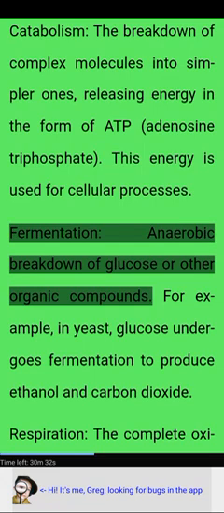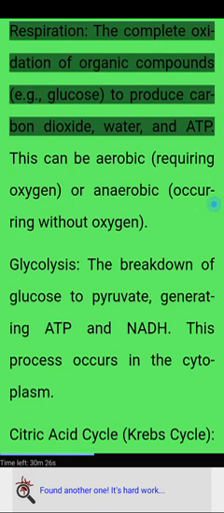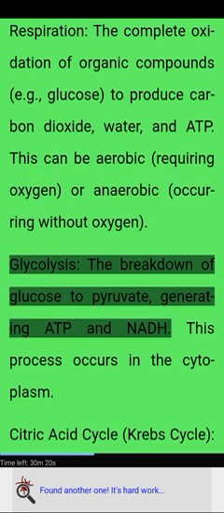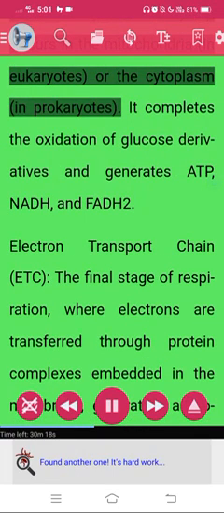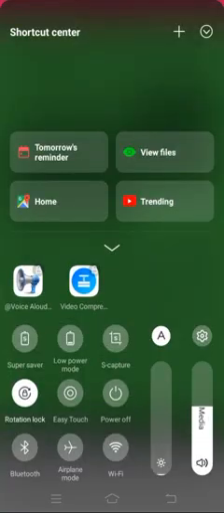Fermentation: anaerobic breakdown of glucose or other organic compounds. For example, in yeast, glucose undergoes fermentation to produce ethanol and carbon dioxide. Respiration: the complete oxidation of organic compounds, e.g., glucose, to produce carbon dioxide, water, and ATP. This can be aerobic, requiring oxygen, or anaerobic, occurring without oxygen. Glycolysis: the breakdown of glucose to pyruvate, generating ATP and NADH. This process occurs in the cytoplasm. Citric acid cycle, Krebs cycle: occurs in the mitochondria in eukaryotes, or the cytoplasm in prokaryotes. It completes the oxidation of glucose derivatives and generates ATP, NADH, and FADH2.